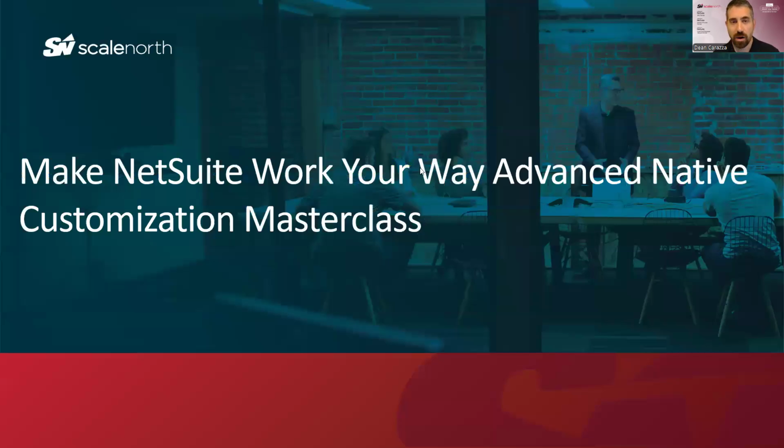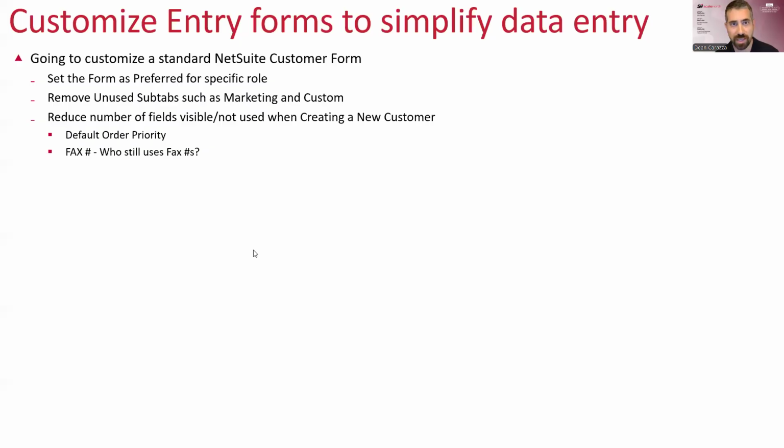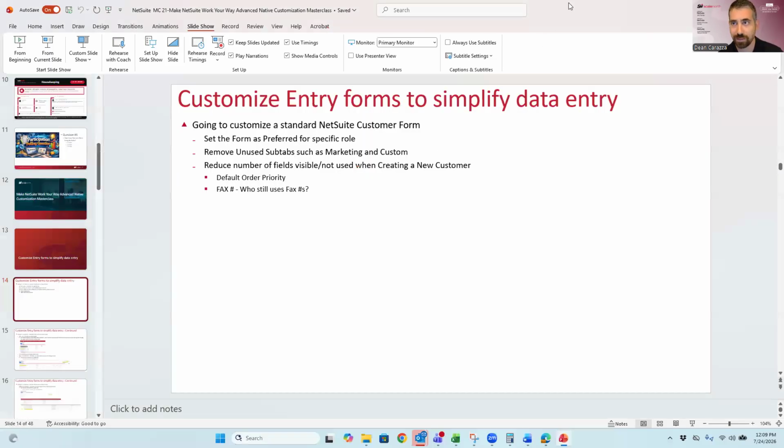All right, now we're going to get into the class, on how to make some native customizations in NetSuite to your forms and such. Let's jump into that. The first thing we're going to show is customizing some entry forms. Specifically, how you can restrict a form to, or make it preferred for, a specific role. We'll look at hiding some subtabs that aren't needed, and we'll also look to reduce some fields. Maybe you don't need every field on a form. That's what we're going to show. So I'm going to stop sharing this screen.